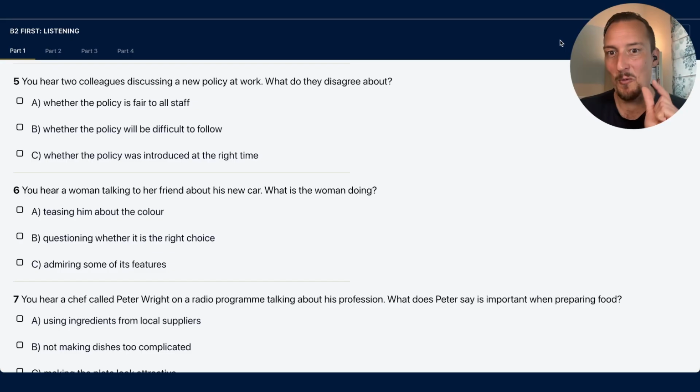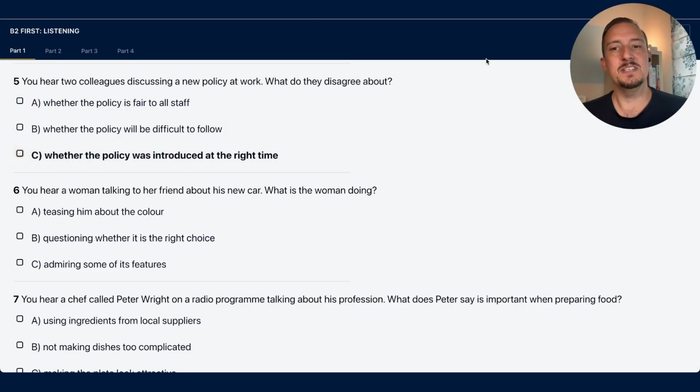The answer came right at the end. Well done if you said C, whether the policy was introduced at the right time. So the woman is saying it's a good time, or it's the right time to bring in the policy. And the man says, really, it's the summer. I think most people are on holiday. They should have done it in the autumn, so in the next few months. So that's what they disagree about.